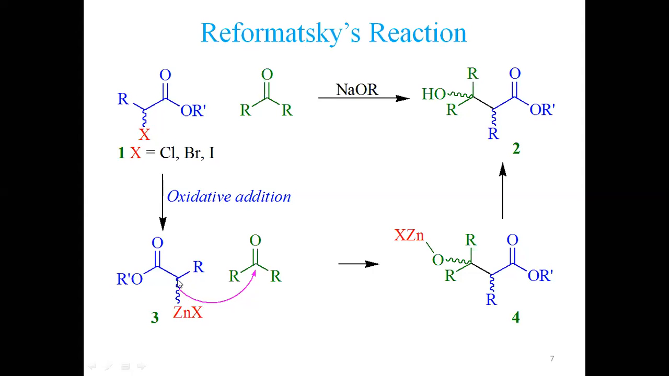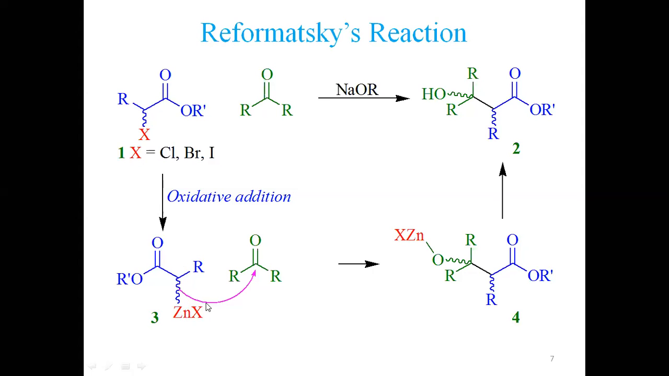You see, this carbon, which is bonded with zinc, is negatively charged. What is done? This carbon, which is electron deficient in this case, is being converted into carbon with negative charge. So there is a reversal in polarity. Here this carbon is electron deficient, but when it is bonded with zinc, this carbon is electron rich. So electron deficient carbon is converted into electron rich carbon.